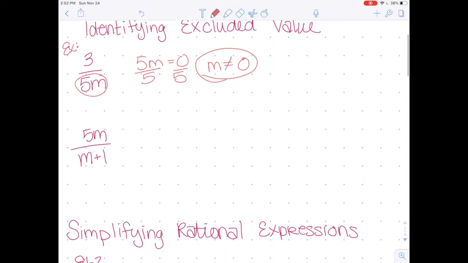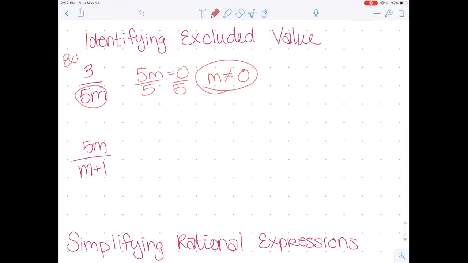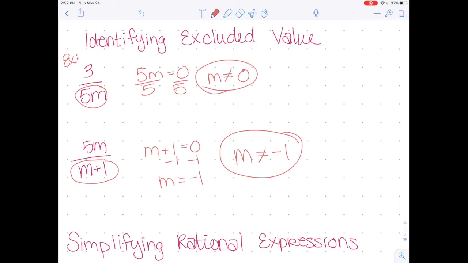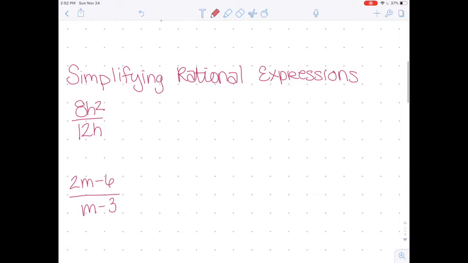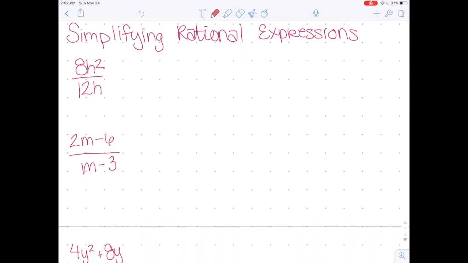But let's try another one. Okay, here I have 5m over m plus 1. All we need is that denominator. m plus 1 equals 0. I subtract 1. m equals negative 1. So m cannot be negative 1. That's our excluded value.